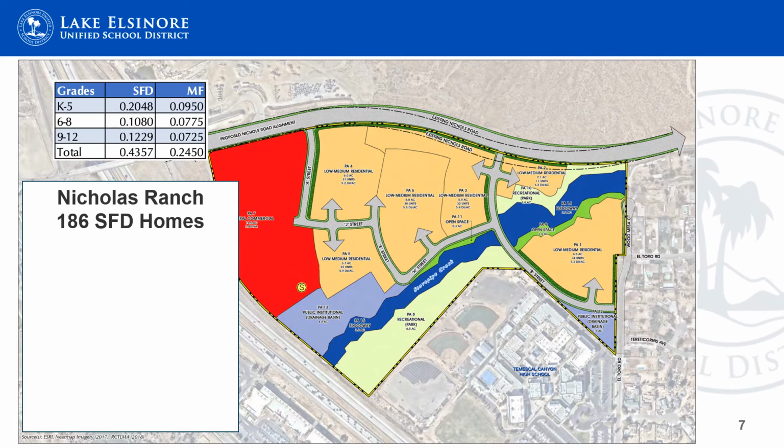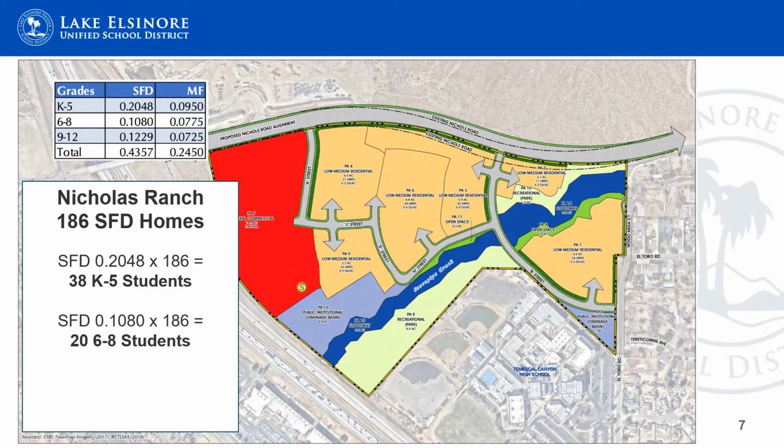Using our student factor chart for the 186 planned single-family detached homes, our projection report estimates the development will typically produce 38 new K-5 students, 20 new 6th to 8th grade students, and 23 new high school students. That's a total of a projected 81 new students into our district from a 186 housing unit development. Once the number of planned housing units is known for any future development, the student yield factors are applied with the data added into the projections report.